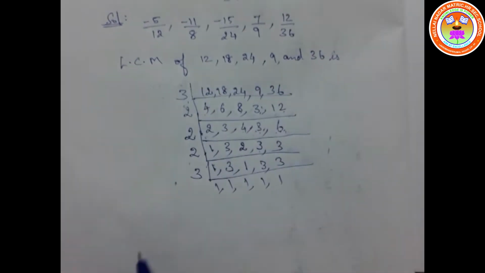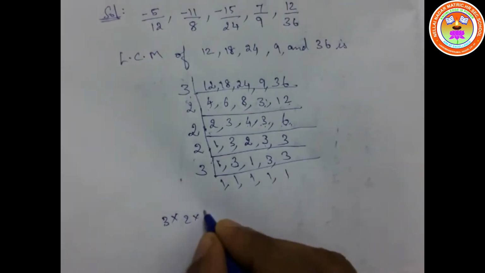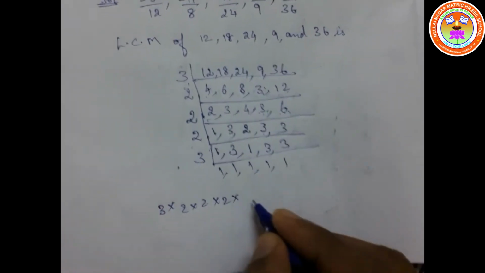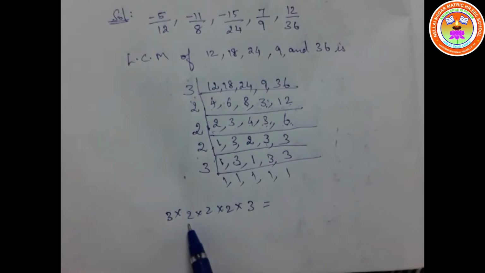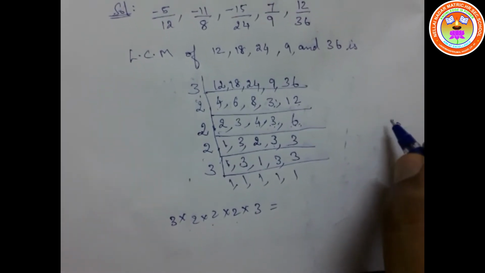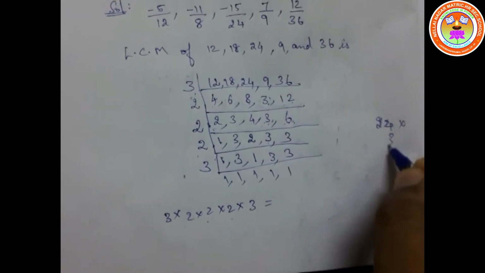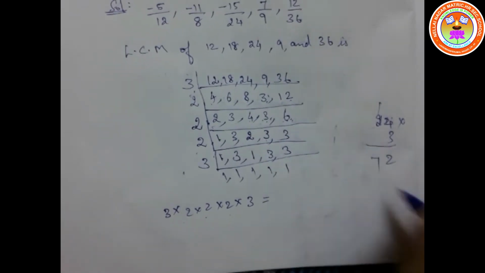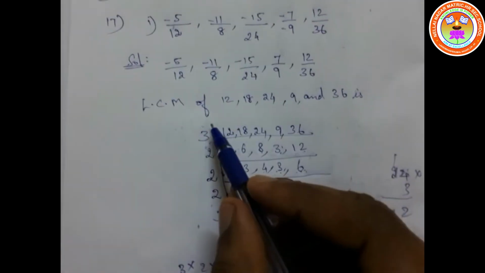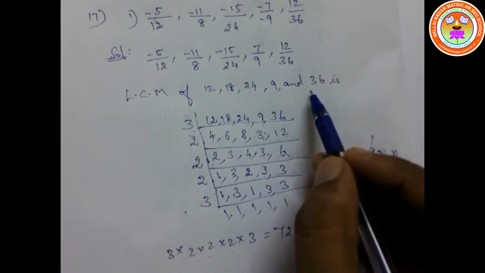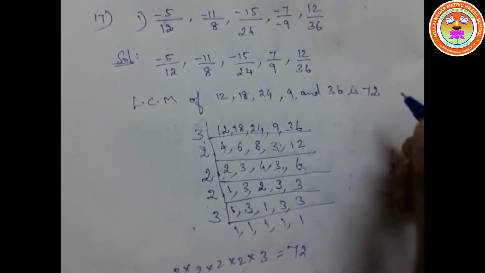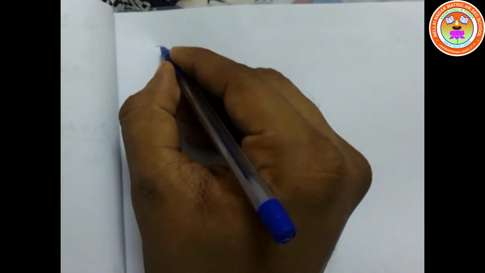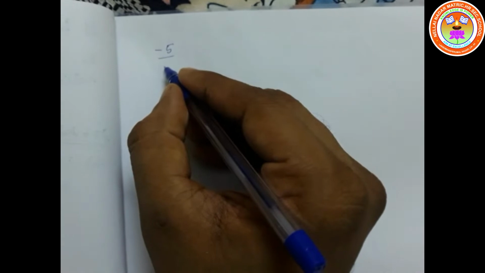What is the LCM of these numbers? You have to multiply 3 into 2 into 2 into 2 into 3. 3 2s are 6, 6 2s are 12, 12 2s are 24, 24. 24 into 3: 4 3s are 12, 2 3s are 6, 6 plus 1, 7, 72. The LCM of 12, 18, 24, 9 and 36 is 72.